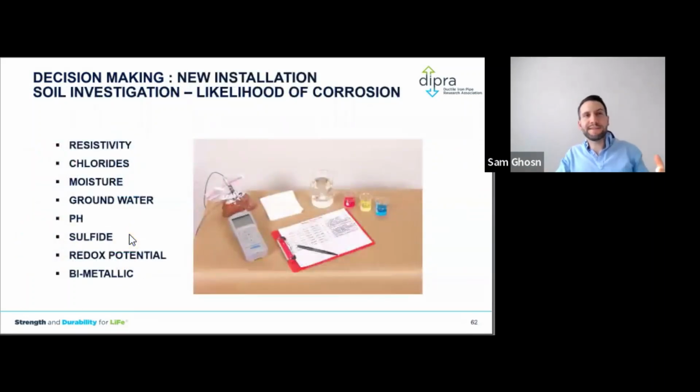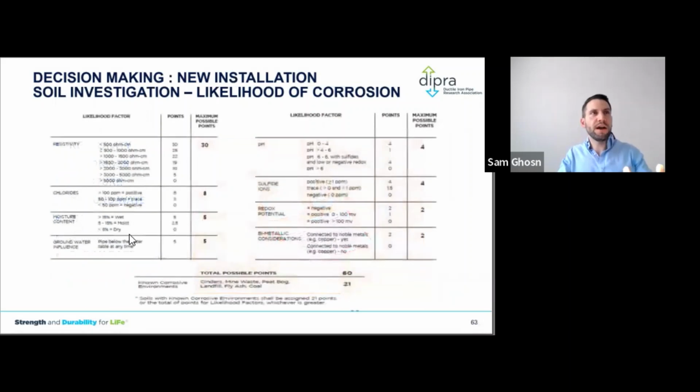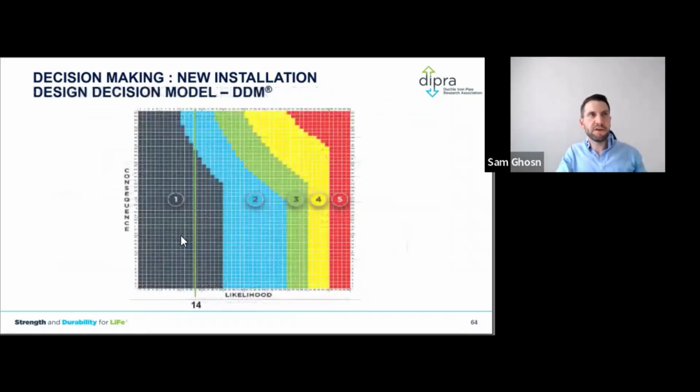Okay, how do we assess the likelihood of corrosion? We take soil samples and we analyze the resistivity, the chloride, the pH, all of these elements of a soil, and then we account for the total points of that risk. The total points is 60. So if you're close to 60, that soil is very, very corrosive to iron. If we're closer to 10, for example, that soil is not corrosive. So if we take an example of 14, this is not a corrosive environment for iron pipe.